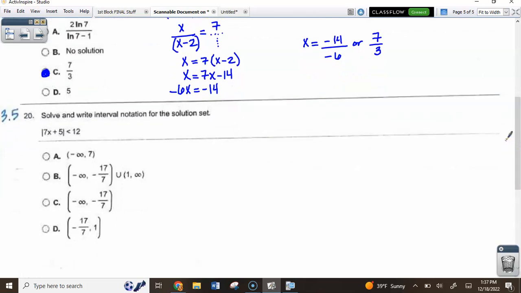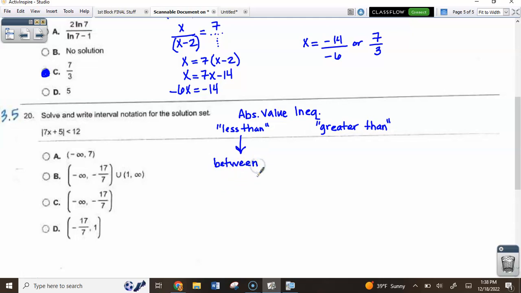Last one, solve and write in interval notation. Okay, this is something I would put on your 3x5 index card. When you're doing absolute value inequalities, there are 2 scenarios. It's either less than or it's greater than. Now, it could be the or equal to, but we're talking about whether it's pointing left or right. If it's a less than, when you set it up, it translates to between the negative and the positive.